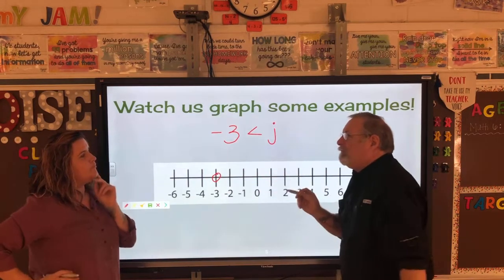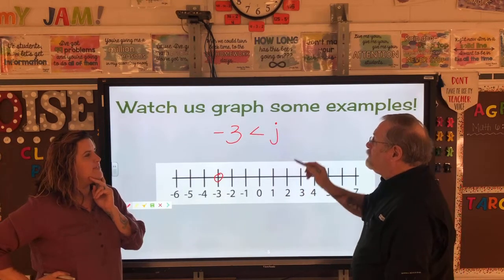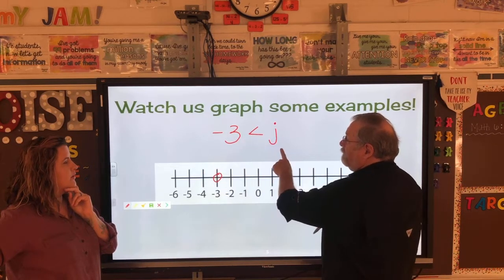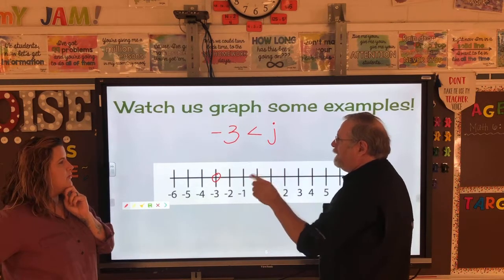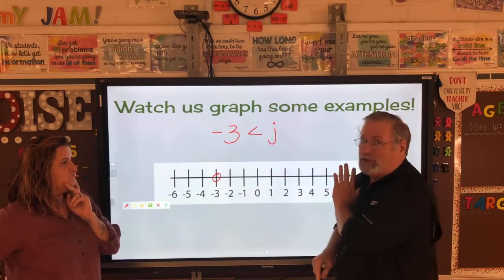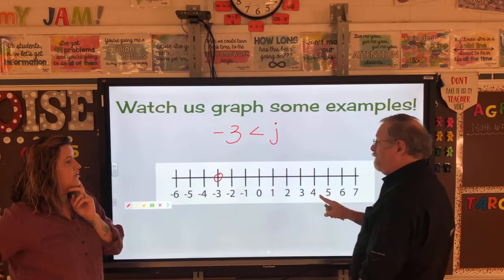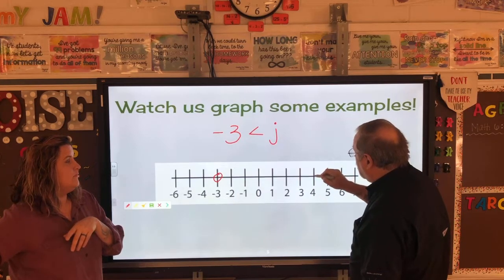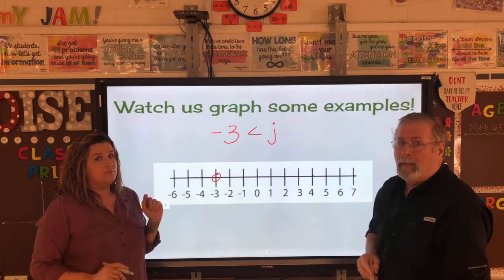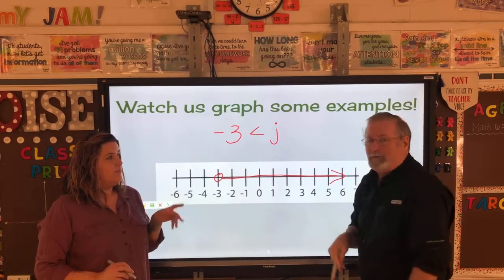Now, -3 is less than J. So I'm going to come up with a number that makes that true. If I said -4, then -3 is less than -4. That's not true, so I can't go the way the arrow's going. I'm going to say -3 is less than 4. That's true. And if I say -3 is less than 7, that's true. Well, then I know which way to go: to where those dots are.